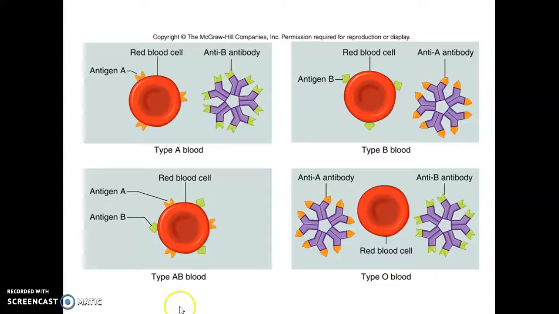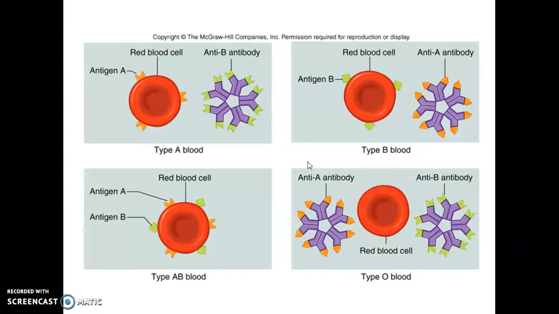Recall that blood types are based on what antigens happen to be present on the red blood cells. Type A blood is called type A blood because it has the A antigen. Type B blood is called type B because it has the B antigen. AB is called AB because it has both the A and the B antigen, and type O is type O because there happens to be no antigen.